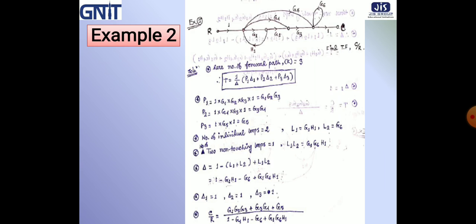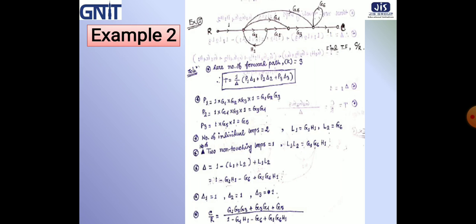So in this lecture we will see problem number 2, where an SFG is given and you have to calculate the transfer function C by R. Now the first step of calculating the transfer function: we have to find the number of forward paths. How many forward paths are there? Here R is the input and C is the output. So by how many paths can we go from R to C?